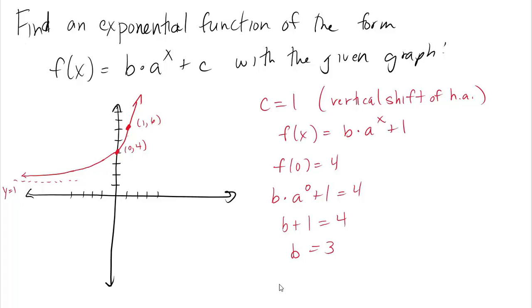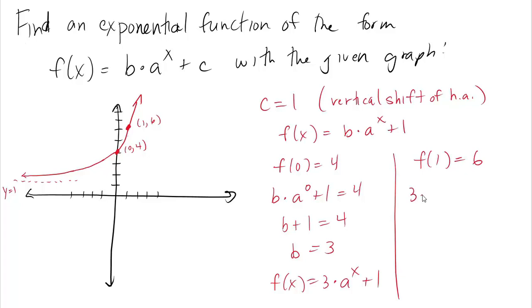We can once again update our model. We know that f of x equals 3 times a to the x plus 1. And now we need to solve for a. And how would we do that? Well, with the point that we've ignored so far. We know that the function has to go through the point 1, 6. So f of 1 is equal to 6 using our newest model.